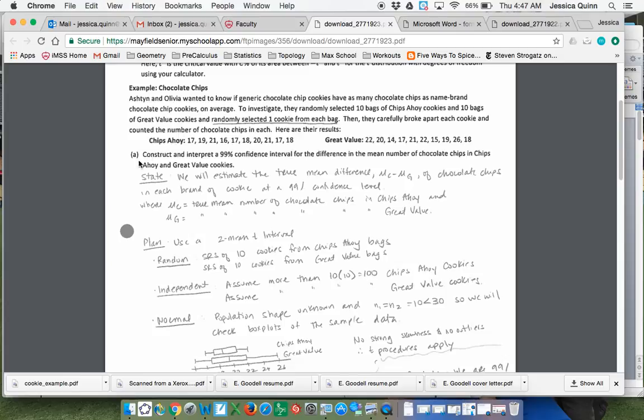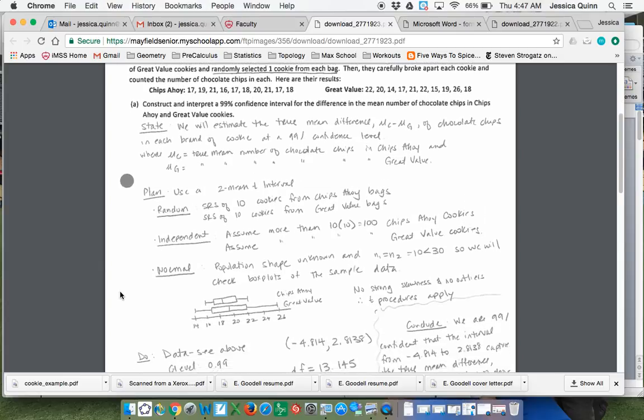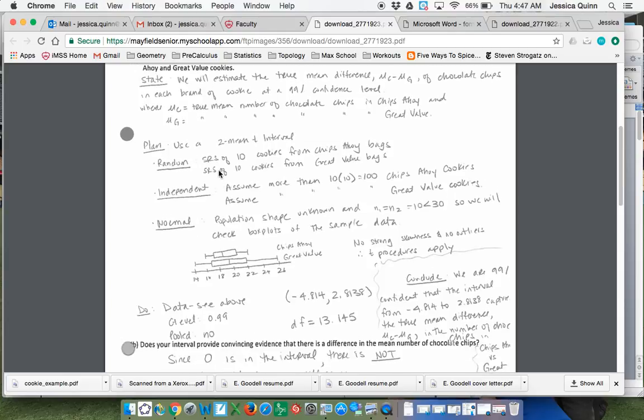So we plan to use a two mean t interval. So we have to check our conditions first. So we have a simple random sample of 10 cookies from Chips Ahoy bags. We have an SRS of 10 cookies from Great Value bags. In terms of being independent, we are going to assume that there are more than 10 times 10, which is 100 Chips Ahoy cookies in the population, and we will assume the same thing for Great Value cookies.